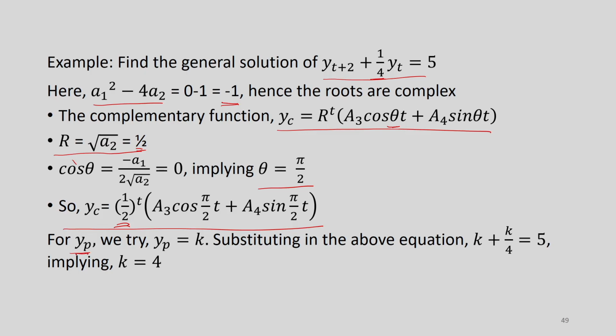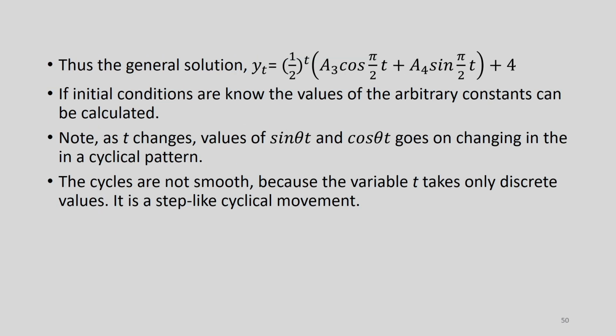The particular integral, again we take yp is equal to k, and if we substitute that here, then we get k plus k divided by 4 is equal to 5, that gives me k is equal to 4. So, both the yp and yc are found out, then the general solution will be the sum of these two, that is it. That is what we have written. If the initial conditions are known, the values of the arbitrary constants can be calculated.